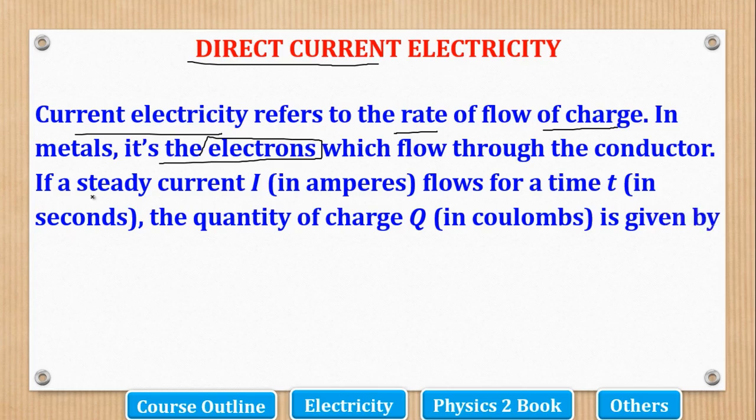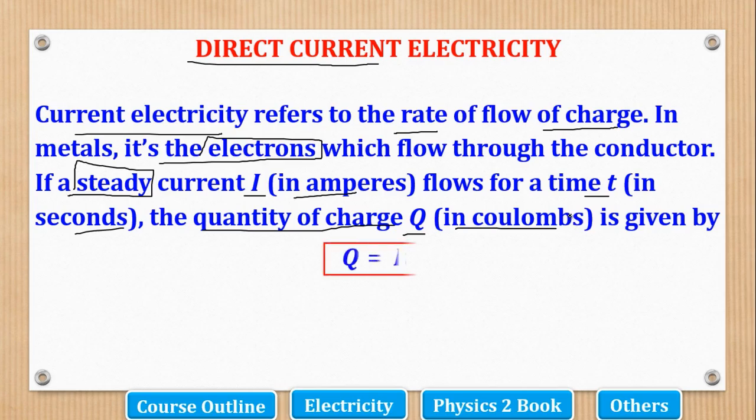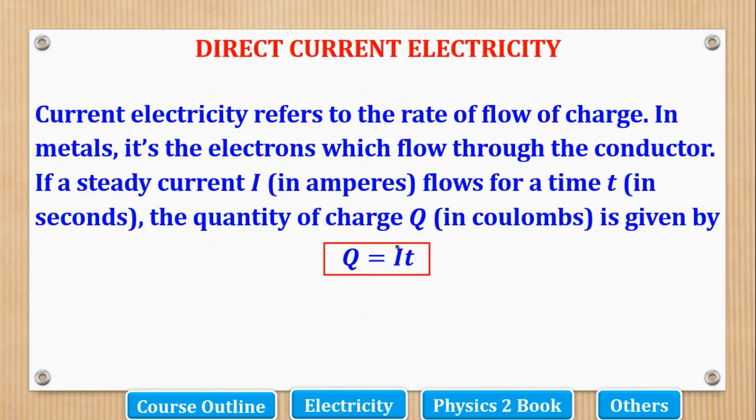So what does that mean? It means that if a steady current, I, which is measured in amperes, flows for a time t, which is measured in seconds, the quantity of charge, capital Q, which is measured in coulombs, will be given by this formula: Q is equal to IT. Sometimes they can give you the current and the time, then they want you to calculate the quantity of charge. Or they can give you the quantity of charge and time, then they want you to calculate the current. So remember to use that formula.